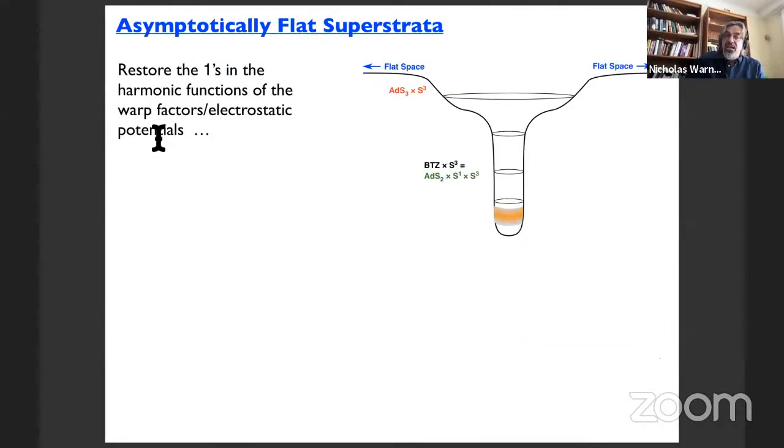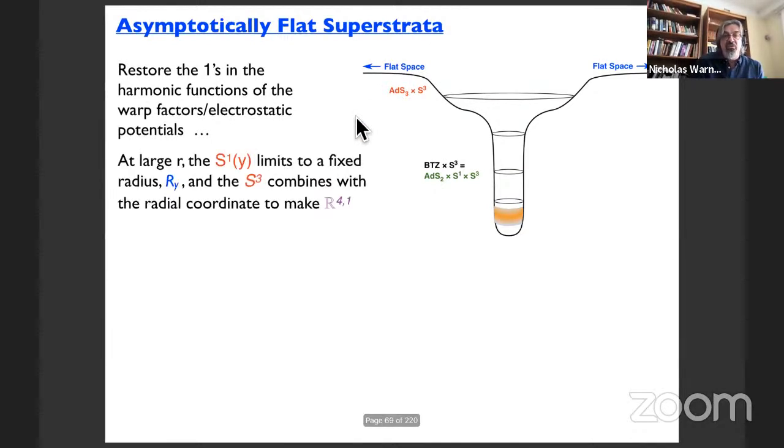Okay, it's a straightforward process, at least for the superstrata, to what we call restore the ones in the harmonic functions. That changes the asymptotics to AdS3 times S3, and you can resolve the whole set of equations. And then again at large R, the S1 limits to a fixed size. It's governed by the radius, the y coordinate. And the S3 then combines with the radial coordinate to make R4 plus the time.